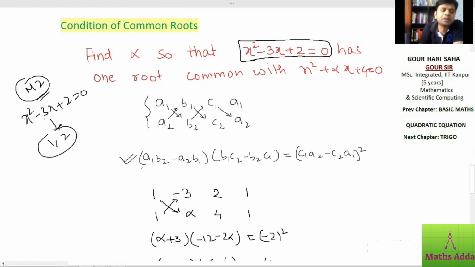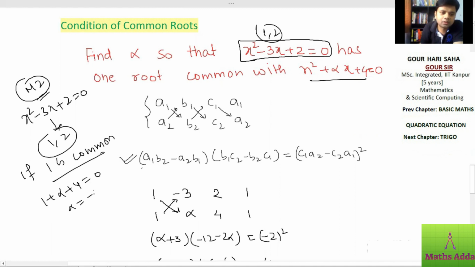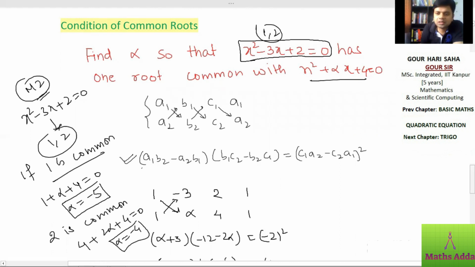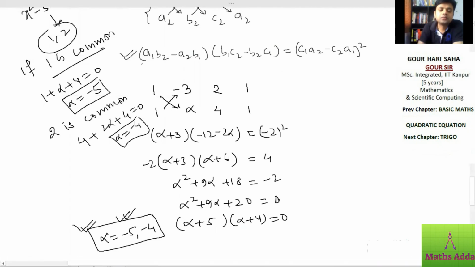This works only when you can find roots easily, right? This means it has roots 1 and 2 and it says one root is common, either 1 is common or 2 is common. If 1 is the common root, this means what? 1 will satisfy it, so it is 1 plus alpha plus 4 equal to 0. Alpha is equal to minus 5, right? If 2 is the common root, 2 will satisfy it, it is 2 square 4 plus 2 alpha plus 4 equal to 0. Alpha is equal to minus 4. See, minus 4, minus 5. It is the same as the answer from the previous method, right?